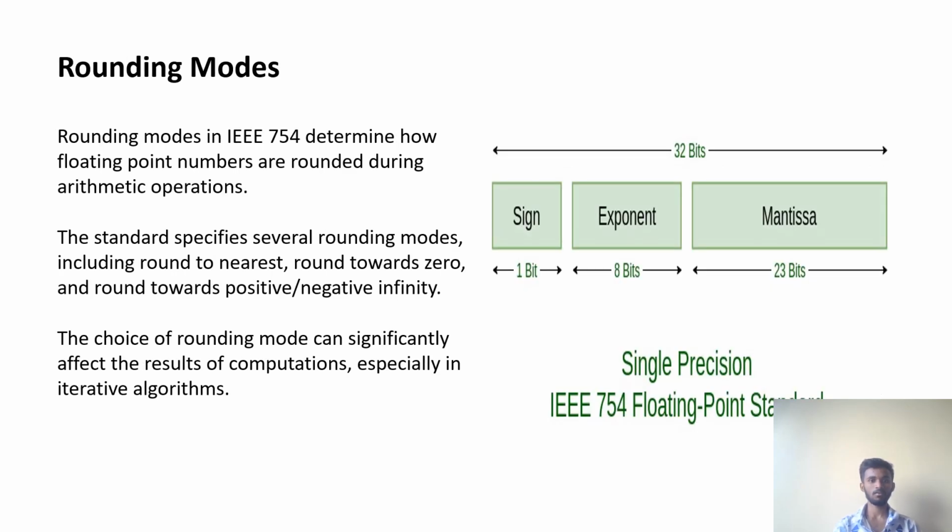Rounding modes. Rounding modes in IEEE 754 determine how floating point numbers are rounded during arithmetic operations. The standard specifies several rounding modes, including round to nearest, round towards 0, and round towards positive or negative infinity. The choice of rounding mode can significantly affect the result of computations, especially in iterative algorithms.